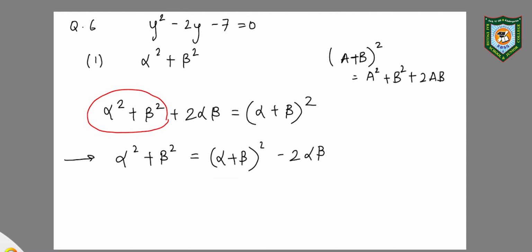Now we have our quadratic equation. When we compare our quadratic equation to our standard equation, we get the value of a is equal to 1, b is equal to minus 2, and c is equal to minus 7.